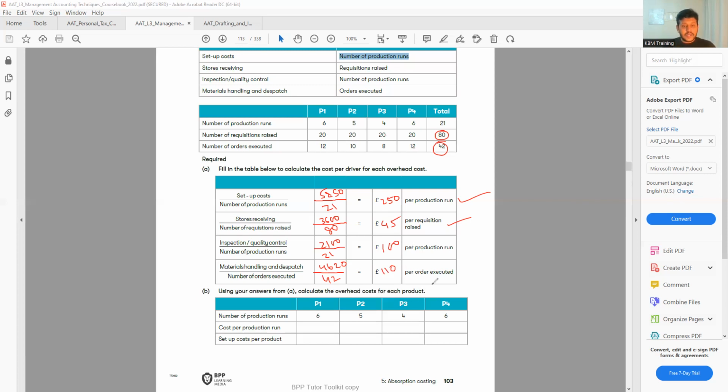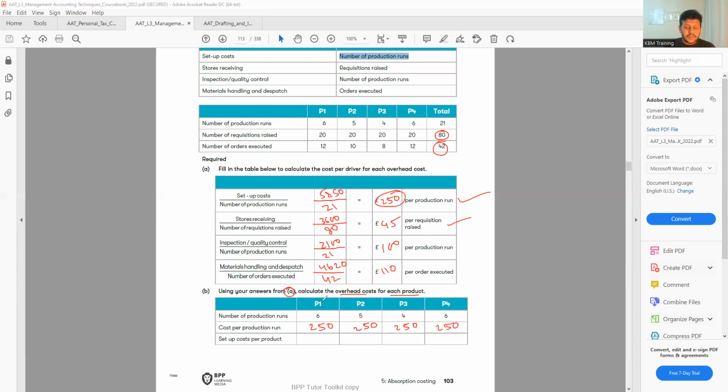Okay, the next one says, using your answer from A, calculate the overhead cost for each product. Now I have to know how much is the cost for each product. So very simple. The first one is cost per production run, and you can see the cost per production run is 250. So I need to write 250, 250, 250, and 250.